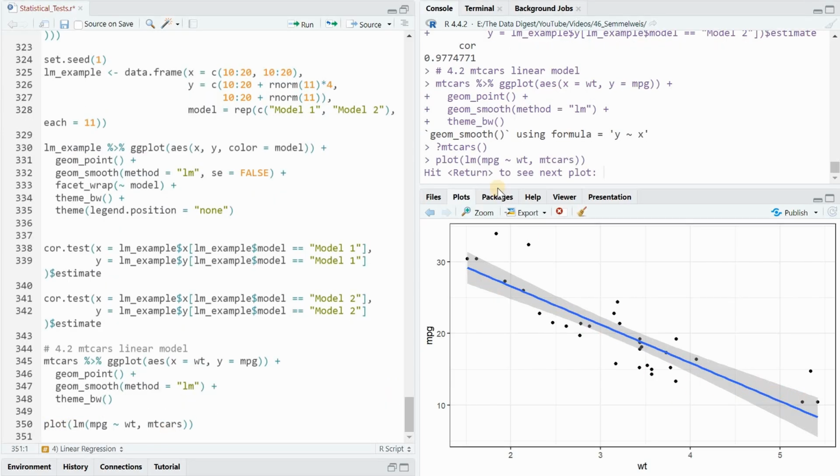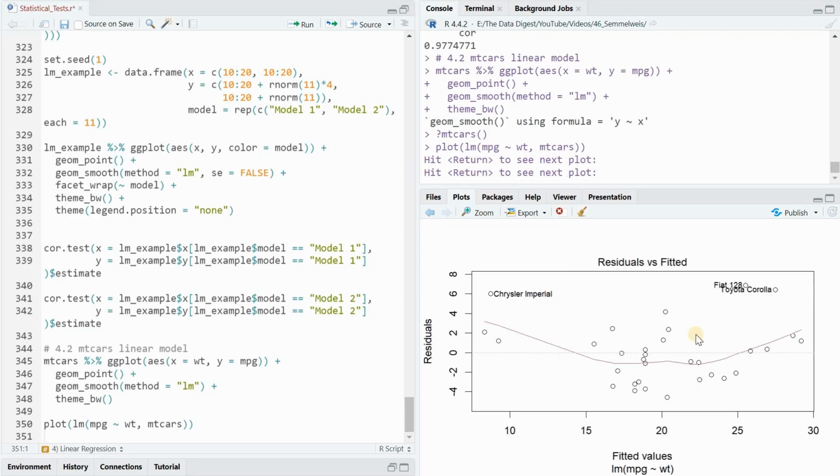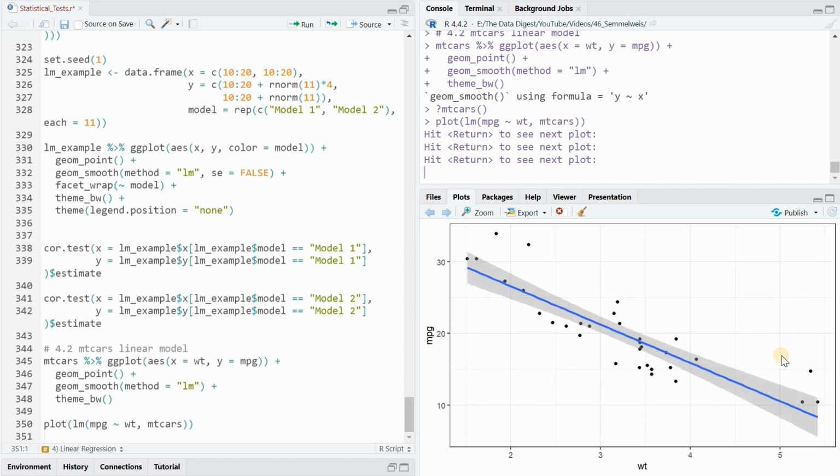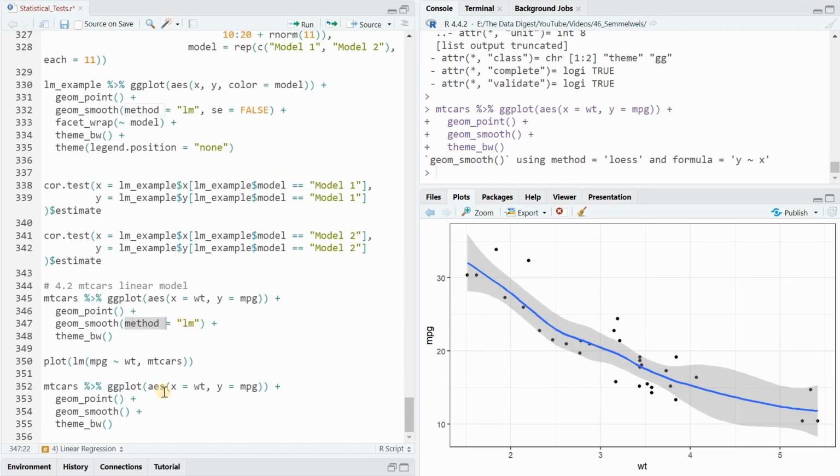When you use the plot function, it asks you to hit return to see the next plot, and then it gives you a distribution of residuals versus fit, and also the QQ residuals. They should all be on the same line, but there are values above at both tail ends, which indicates that a linear fit might not be the best. And when we take out the method being linear model from the geom_smooth function, you see that it rather wants to fit a curve, where it goes down steeper in the beginning and then fades off as the weight increases. The mileage is less and less influenced by it.